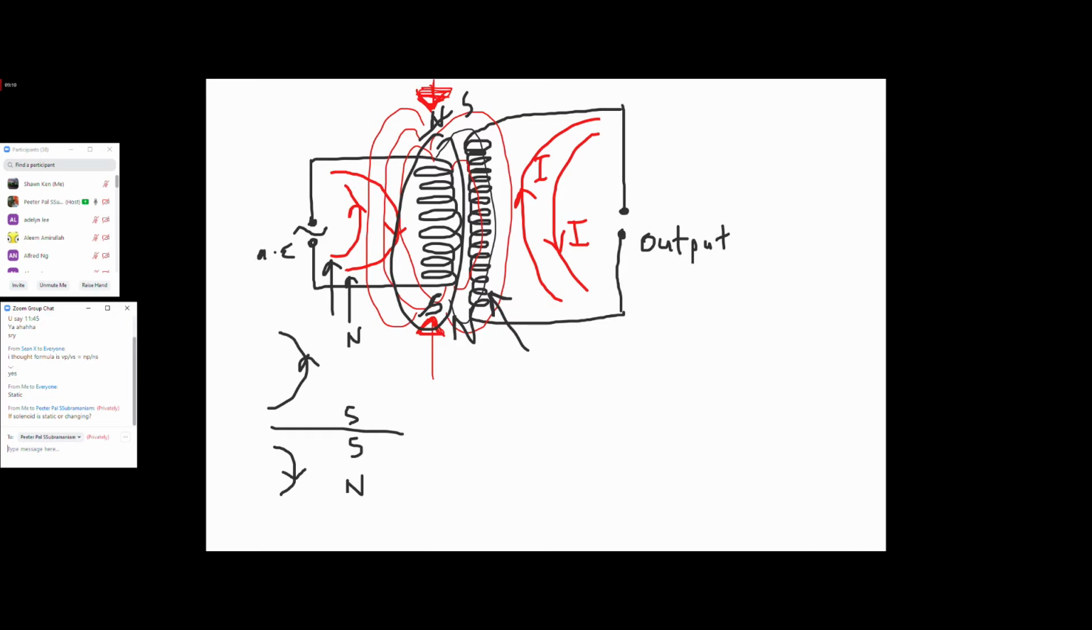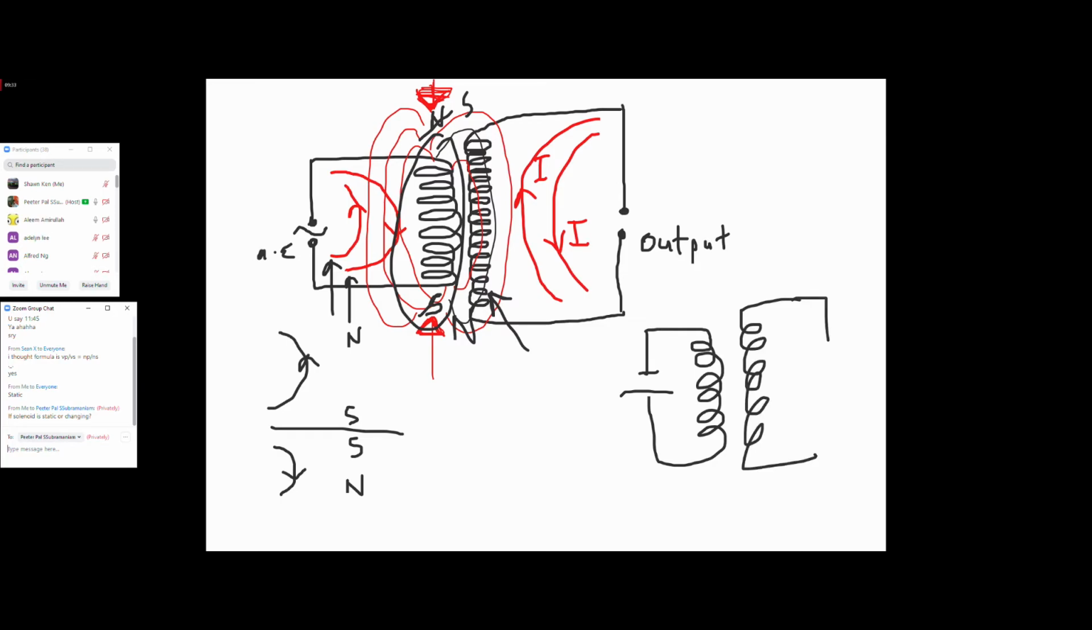Now, Alim. Can I build a transformer by using direct current? Can or cannot? Cannot. Why? Because there will be no change in flux. Very good.